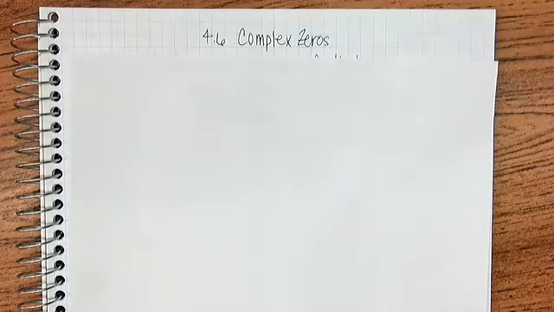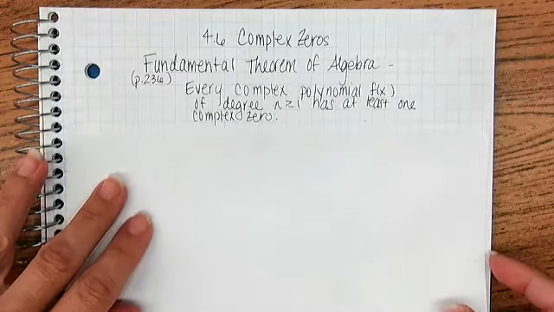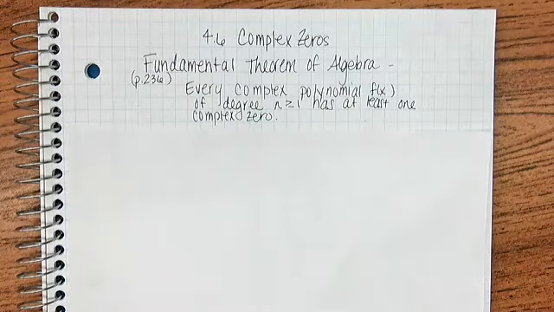This is part 1 of section 4.6, complex zeros. We will start with the fundamental theorem of algebra, page 236, if you'd like to go back. Every complex polynomial function of degree n greater than or equal to 1 has at least one complex zero, which kind of makes sense. A complex polynomial function has at least one complex zero.